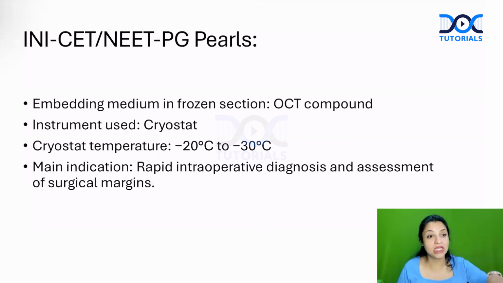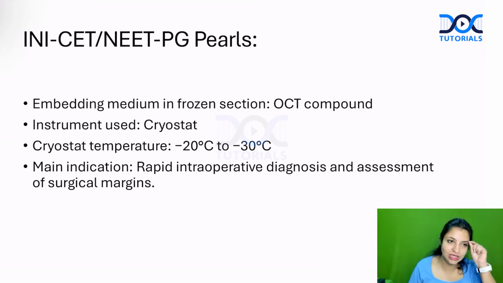Next question. What is the temperature of cryostat? The temperature that we keep is -20 to -30, so that it is immediately frozen. What is the main indication? Margin assessment. The most important thing is margin assessment. Whenever you're doing surgery and you want to see whether you should proceed further or not, you have to send these margins for your frozen section. So that is very, very important that you have to understand. Okay.